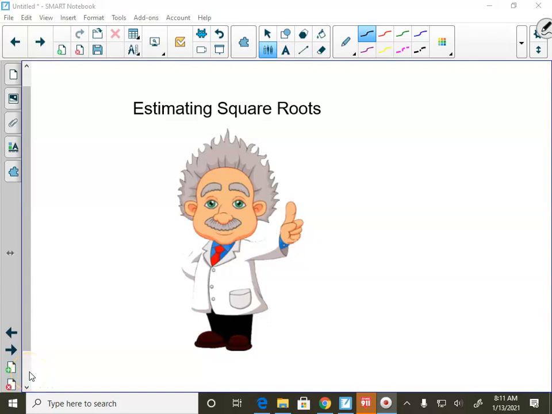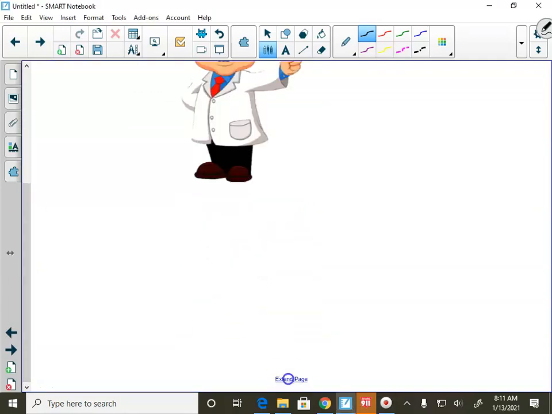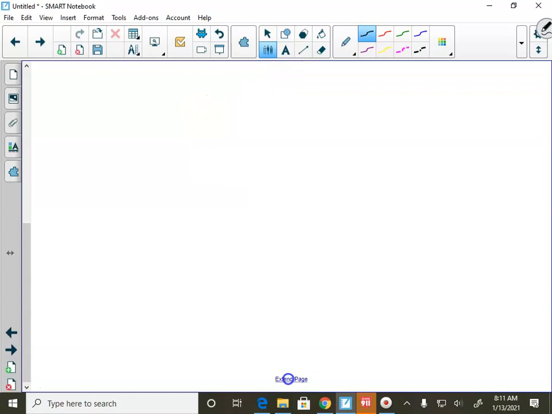Okay, so today we're going to work on estimating square roots. And I think I have a pretty simple way for you to do it. You do have to know some of your perfect squares, but if you know some of them, you should be okay. So let's say that we're trying to find out what is the square root of 76.